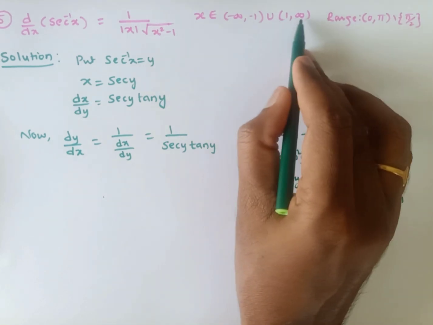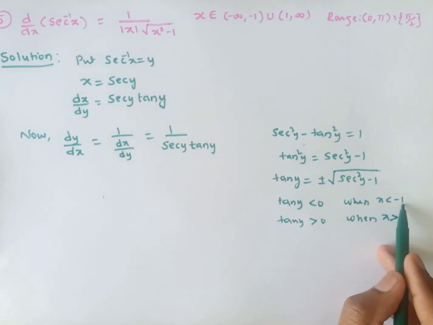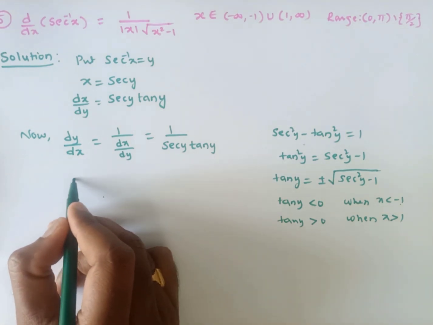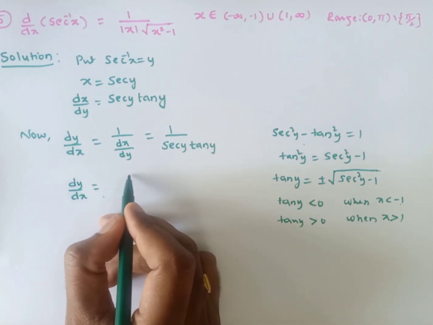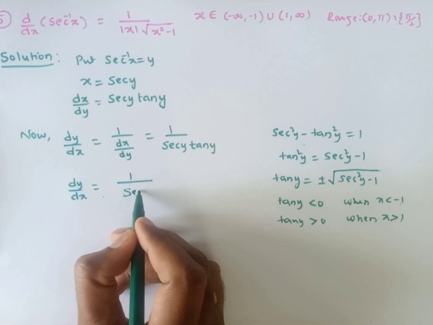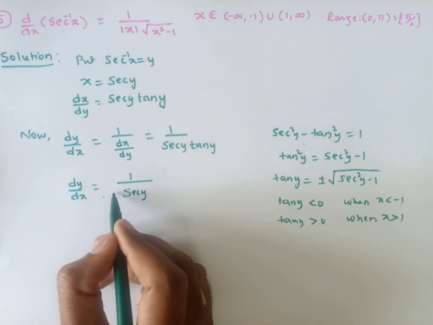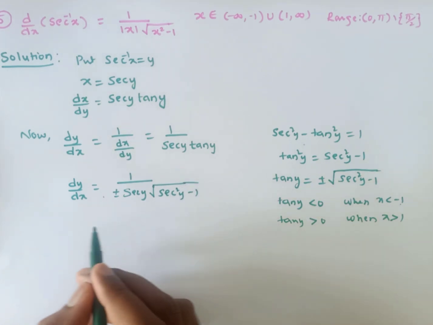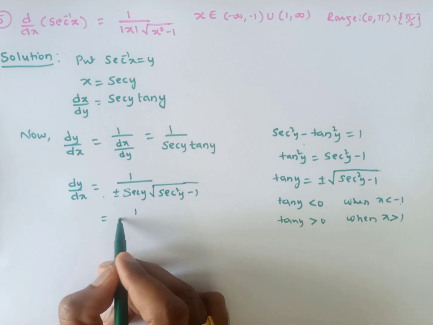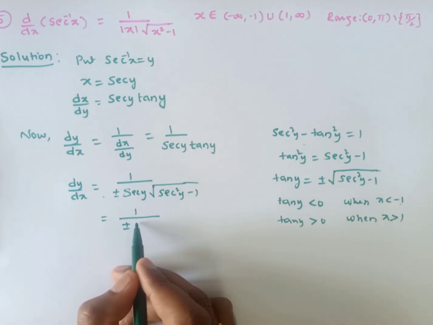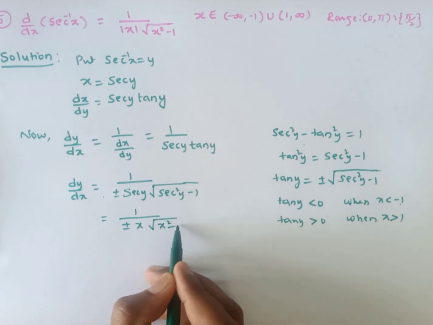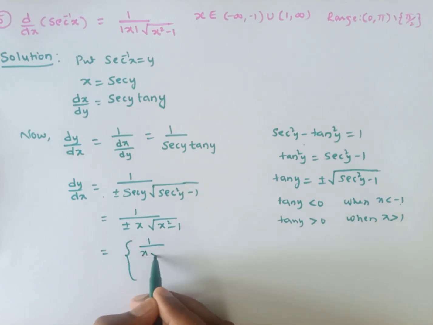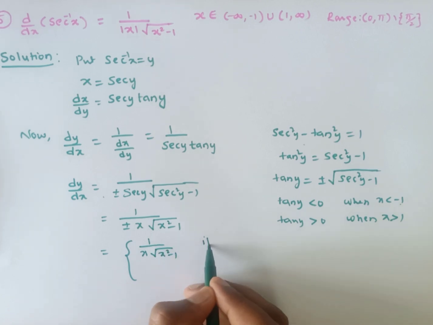when x is from 1 to infinity, meaning x is greater than 1. So when x is less than minus 1, tan y is negative, and when x is greater than 1, tan y is positive. Similarly, here we can write dy by dx as 1 divided by secant y into tan y, which is plus or minus root of secant square y minus 1. That means 1 divided by plus or minus, x into root of x square minus 1. So this is 1 divided by x into root of x square minus 1 when x is greater than 1.